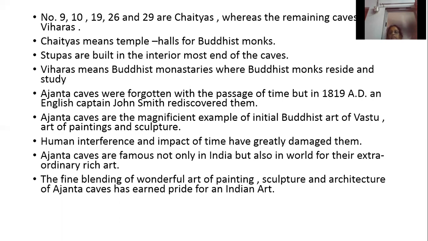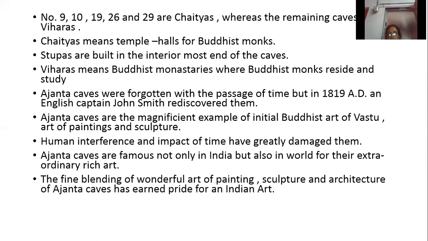So Ajanta caves are situated in Aurangabad district near Ajanta village in Maharashtra. They are important from the point of view of Vastu art. Into how many divisions are these caves divided? These caves are divided into 2 divisions, which are the caves based on wall paintings and the caves based on sculpture. Total how many caves are there? 30 caves are there. Which caves have excellent wall paintings? 1, 2, 10, 16 and 17 have excellent wall paintings. What is the subject matter or theme of these paintings?